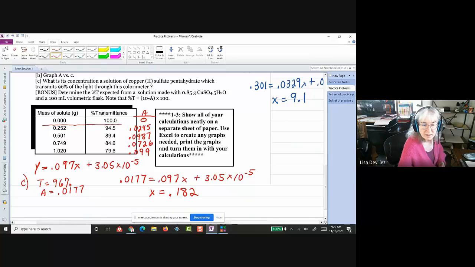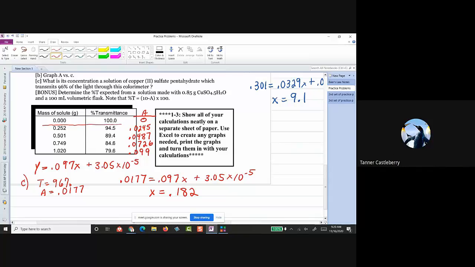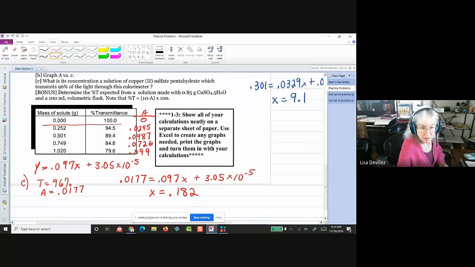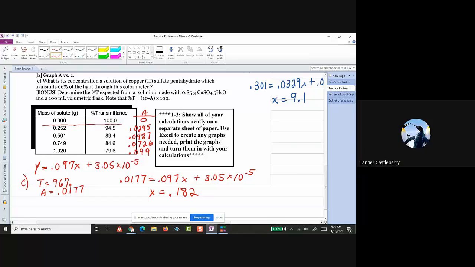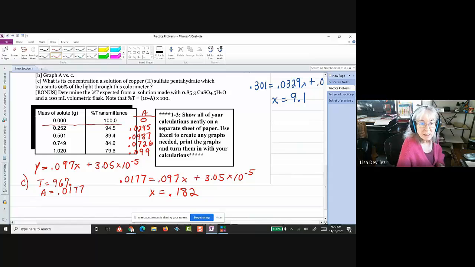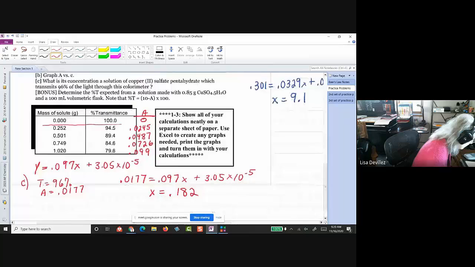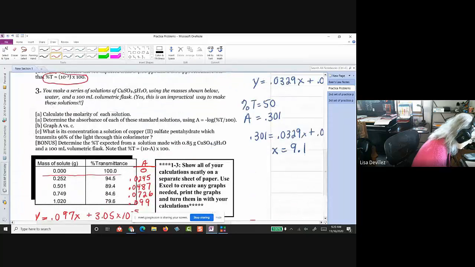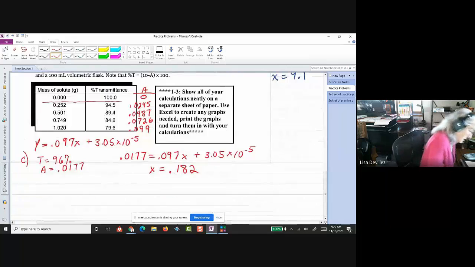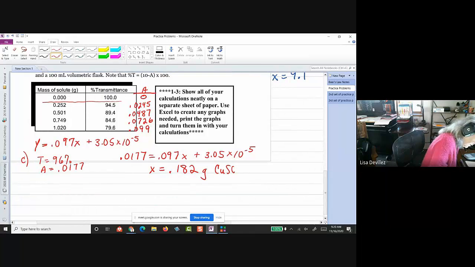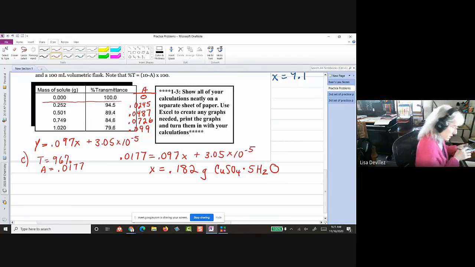Are we all good on that? Oh, go ahead. If it falls in that range, because we use the mass rather than the molarity, you would have to convert that to molarity if it asks for the concentration, right? Yes. Did it tell us how much? Yeah, in 100 milliliters. So let's do that. It's copper sulfate pentahydrate, so this is grams of CuSO4·5H2O.